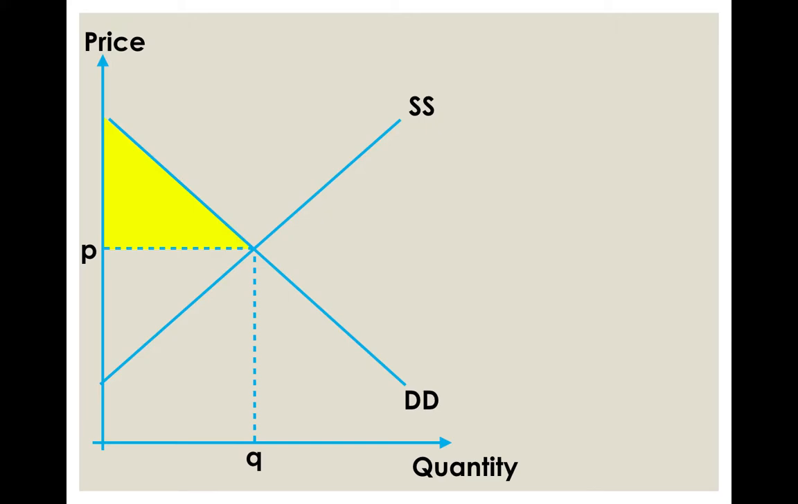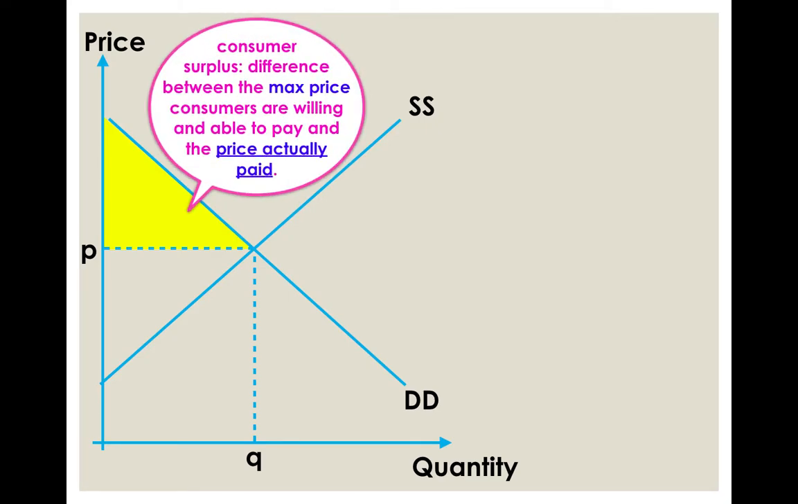Consumer surplus is actually represented by this yellow triangle because consumer surplus is defined as the difference between the maximum price that they are willing and able to pay, which is actually given by the demand curve, and the price that consumers have actually paid, which is given by the market equilibrium price, price P. So since the difference denotes consumer surplus, this means that the yellow triangle must represent consumer surplus.